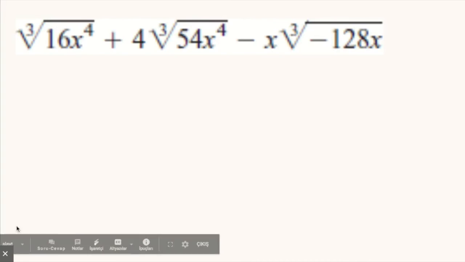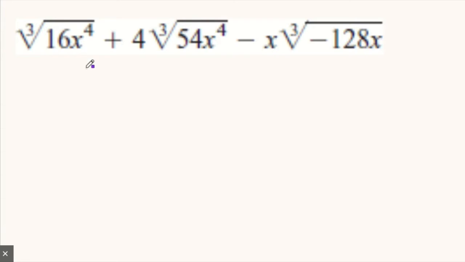Let's do a more complicated example. With how we did the previous questions, we want to make these numbers, what's inside the radical, the same. So let's focus on the first term first and simplify this. Let's look at the number first, 16. When we take 2 out, it's 8. When we take 2 out again, it's 4. And when we take 2 out, we're left with 2.